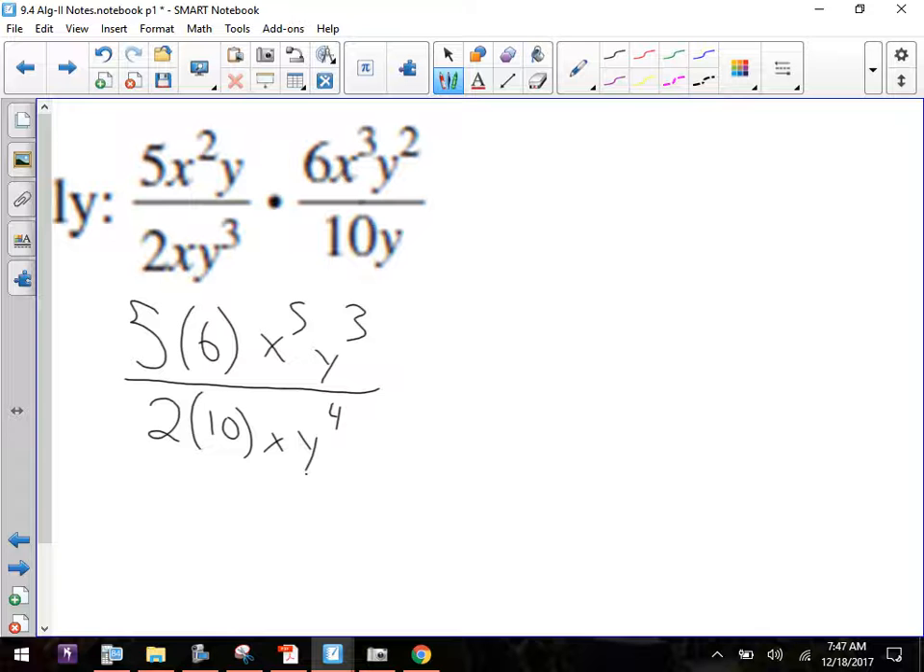Yeah, and then you start doing all this stuff. 5 goes into 10 twice. 2 goes into 6 3 times. So you get 3 over 2. And then you start playing war. And you're done. Simplifying fractions, you gotta remember, it's easy, easy, easy.